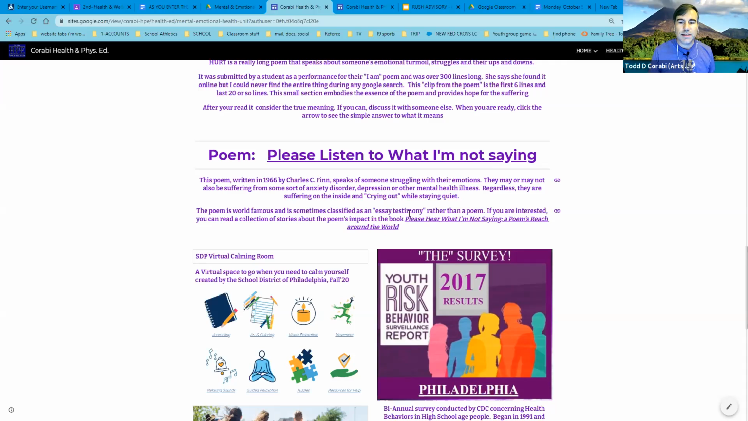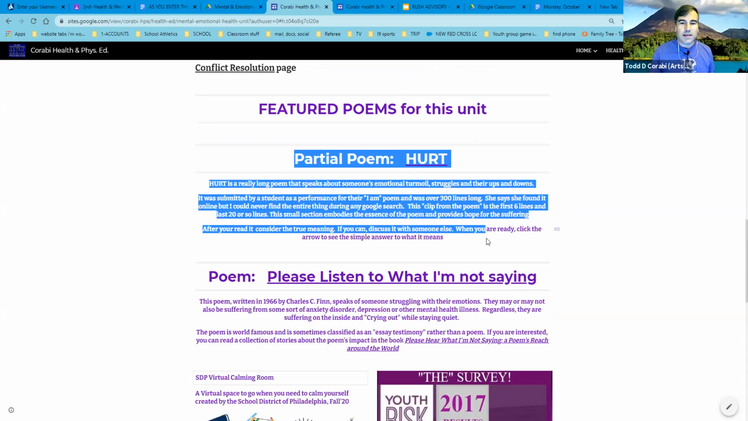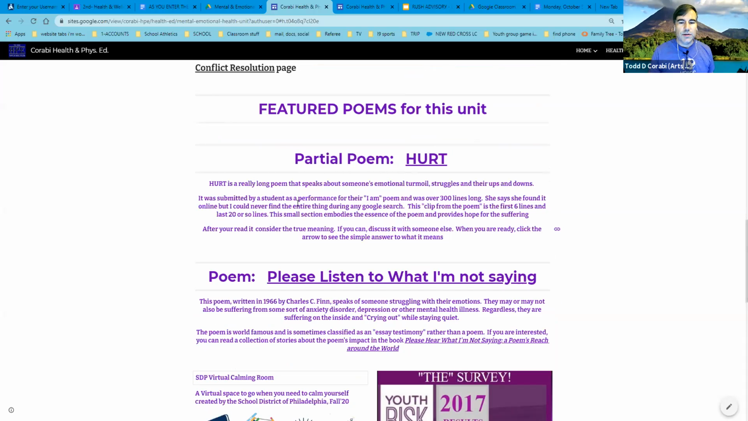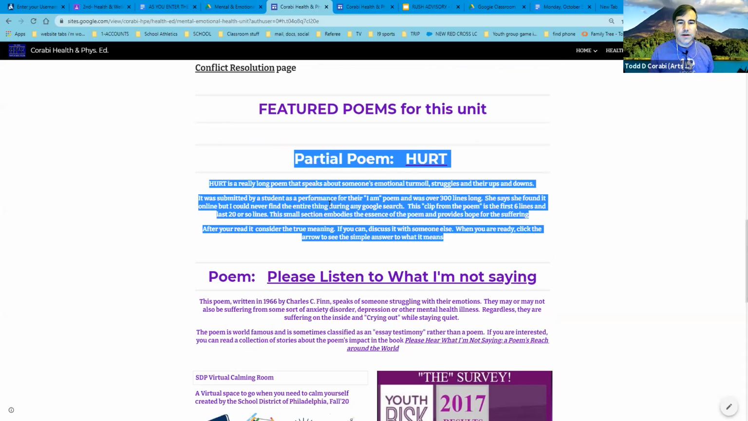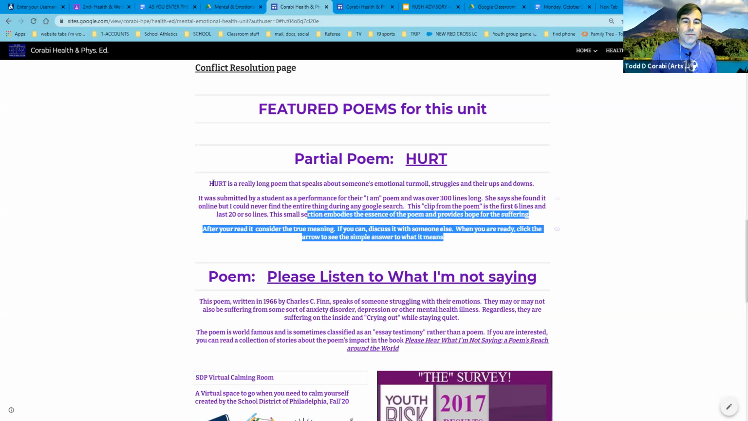There's also an essay testimony about it and its impact since 1966. And then there's a poem called Hurt, which was turned in last year by one of your peers, a student. They didn't write it. They found it online someplace else. It's over 300 lines long. They did it as an alternative project to the I Am poems for the self unit.